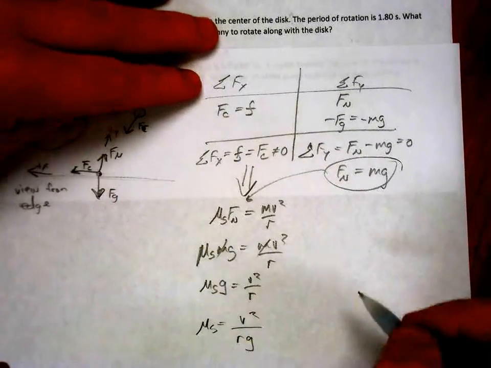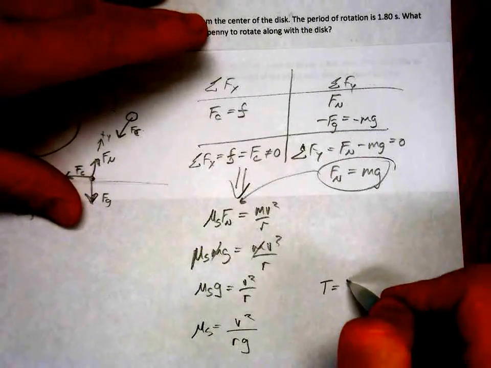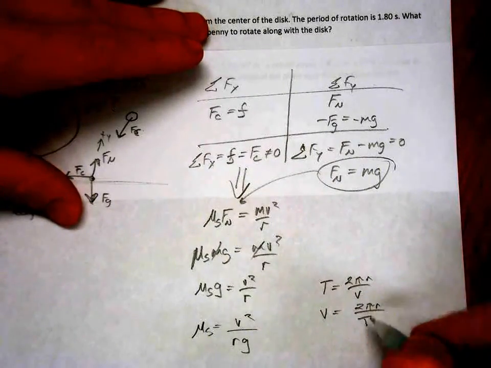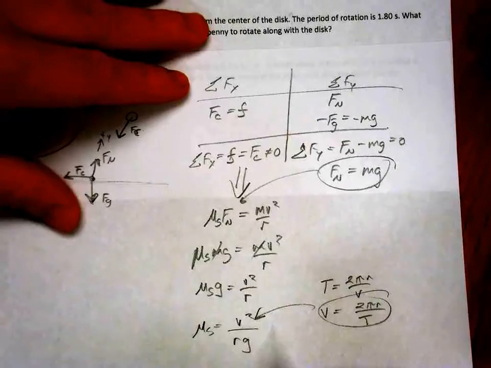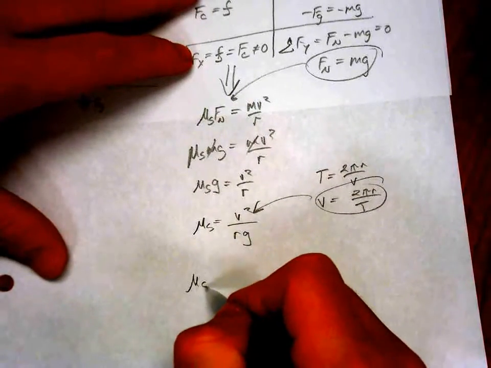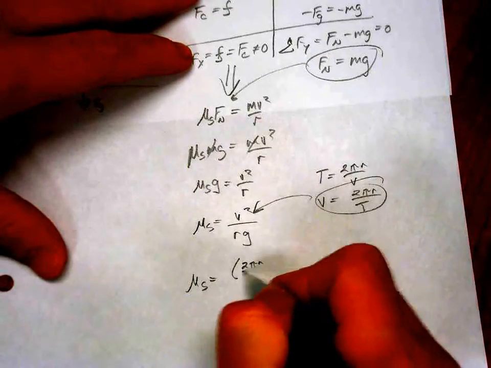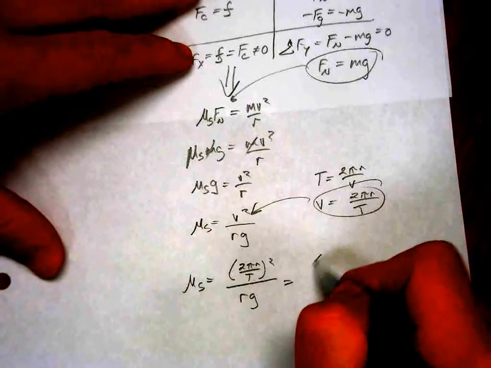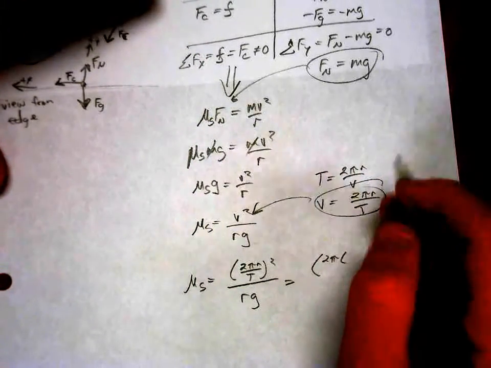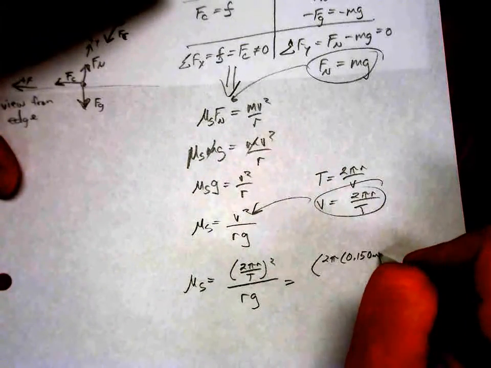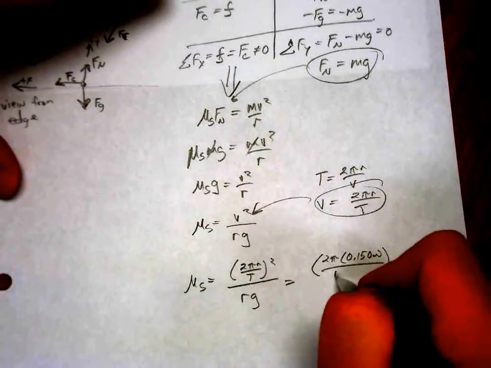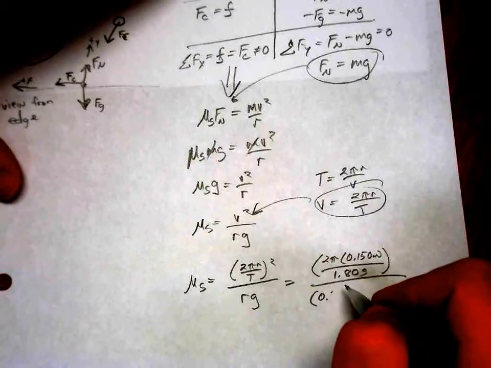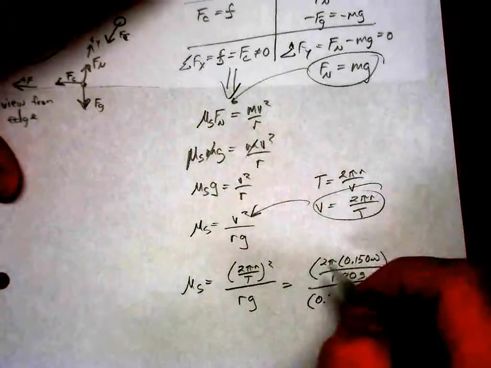Now here's the only tricky part. We're not given the velocity, we're given the period, and we know that's 2 pi r over v, where v equals 2 pi r over T. So we can plug that into our equation, and mu s equals (2 pi r over T) squared over rg, which equals 2 pi times 0.150 meters over 1.80 seconds, over 0. Well, I didn't realize we had 2 r's here. We could have canceled one of those out and made it look a little prettier.